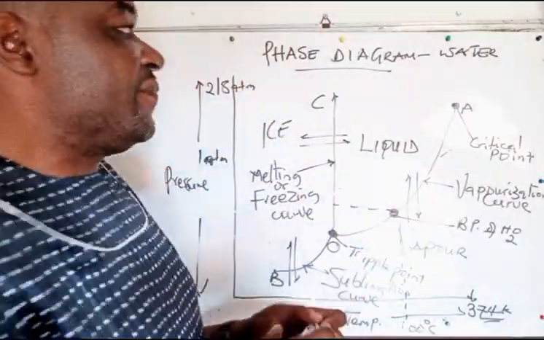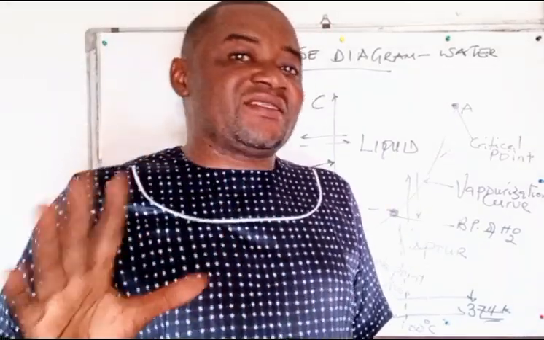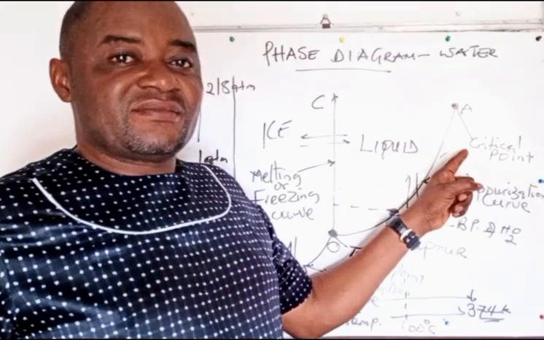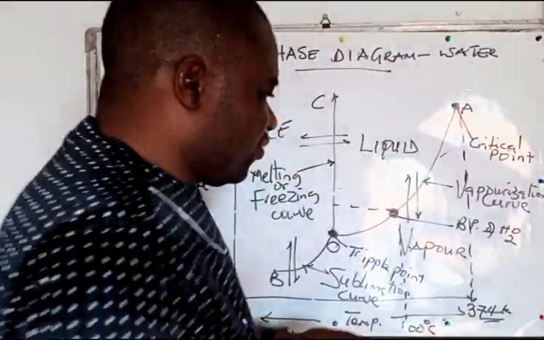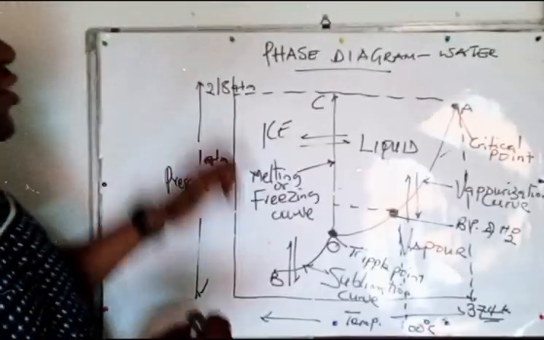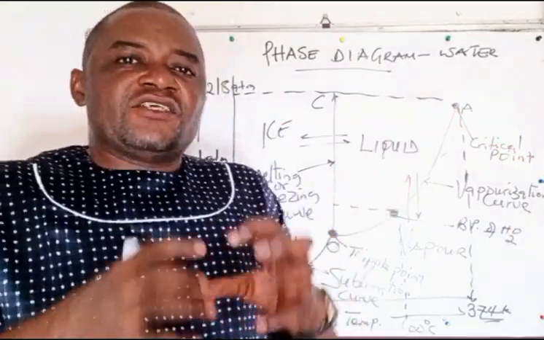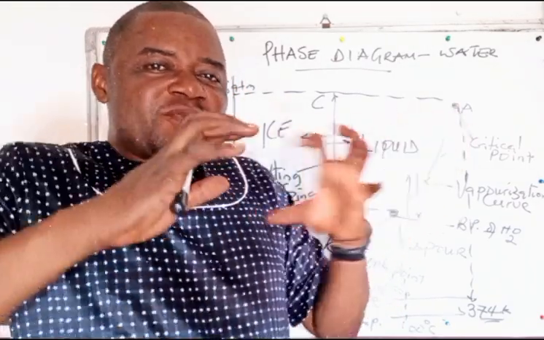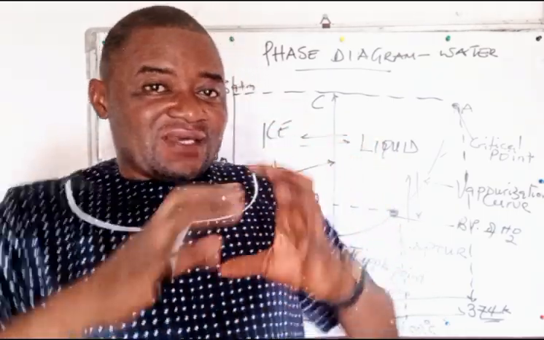The critical point is simply a point at which two phases appear to have properties that are indistinguishable. That means at the critical point where you have A here, you have a temperature that is above 100 degrees Celsius and a pressure that is above 1 atmospheric pressure. So the ice and liquid will possess properties that are indistinguishable at this point. You will not be able to tell if this is actually a solid, or a vapor, or a liquid.